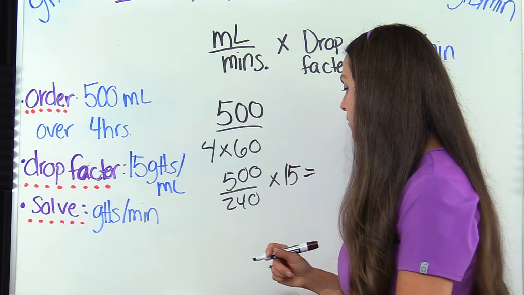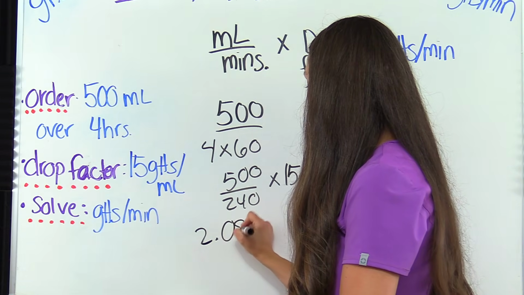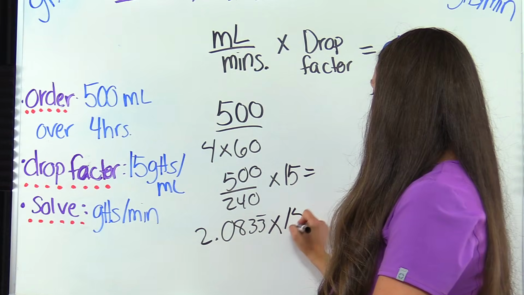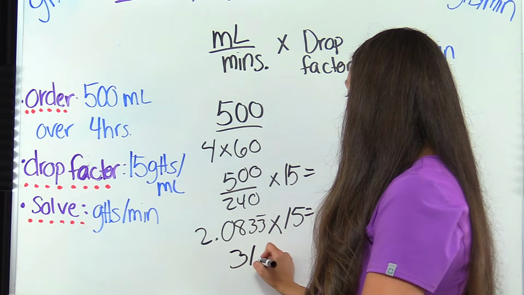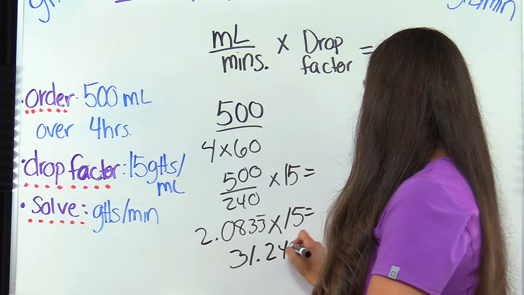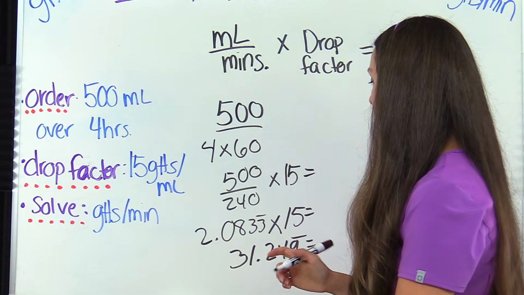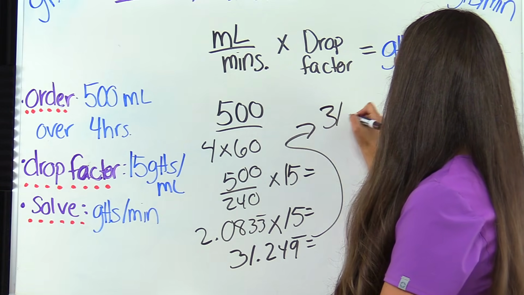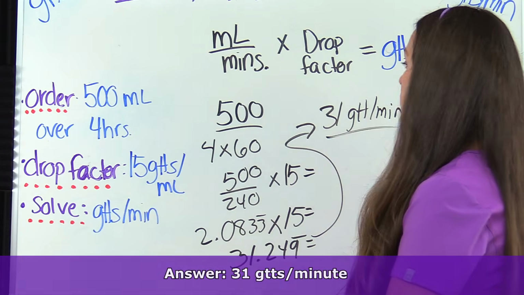500 divided by 240 is 2.0833 repeating. Multiply that by 15. Whenever we do that, we get 31.249 repeating. And with this, we round to the nearest whole number. So our answer is going to be 31 drops per minute. That is what the patient should be receiving.